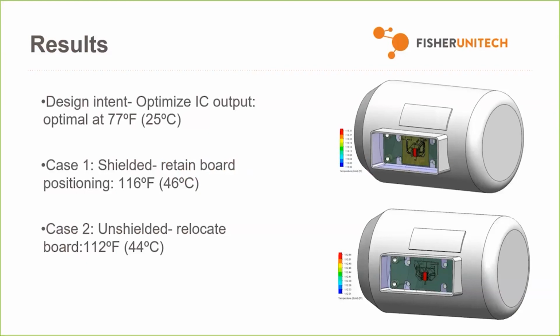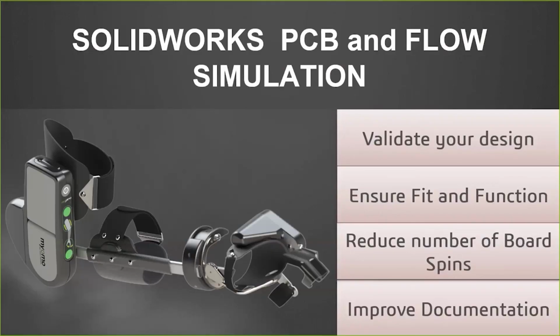So ultimately, the takeaway here is when it comes to validating our design, we were able to do so before even having to board spin, right? Not only were we able to ensure fit and function because of our ability to collaborate with our mechanical designer on board shape, hole locations, and so on, but we were also able to validate that thermally. And ultimately, once you're in that mechanical environment, you get to use those mechanical tools, so you can improve your documentation outputs and the time to output as well.